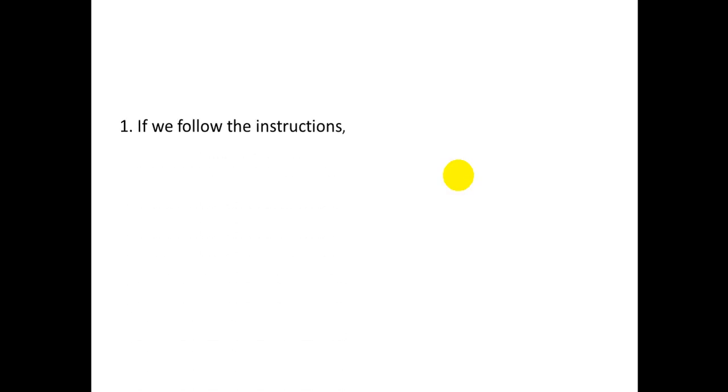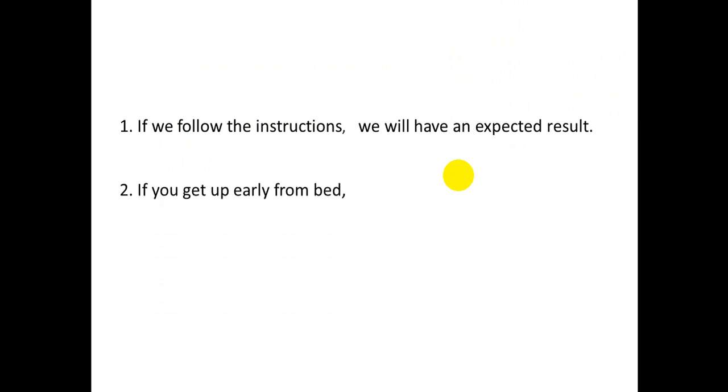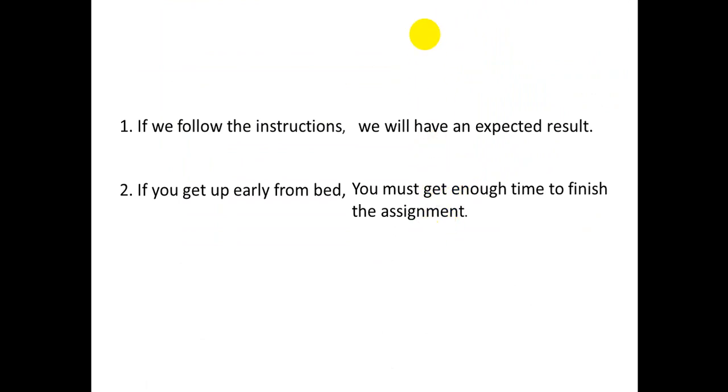Here are the examples. If we follow the instructions, we will have an expected result. If you get up early from bed, you must get enough time to finish the assignment. Now it's time to find out the conjunctions that will help us to move on following some special pattern. And here it is: if we follow the instructions, we will have an expected result.